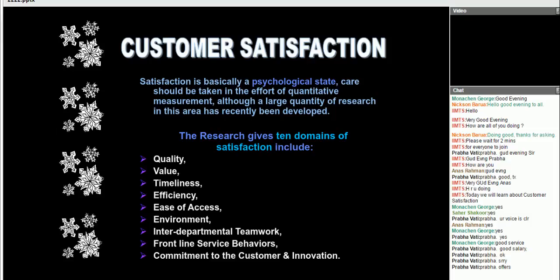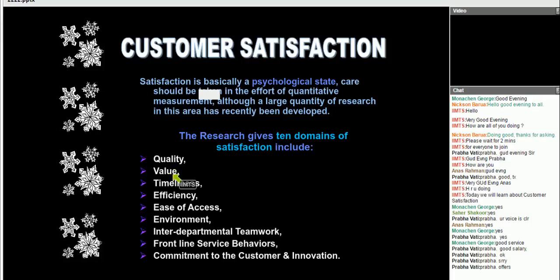Okay. So first of all, let's see the definition of satisfaction from an MBA point of view, from a customer satisfaction point of view. Satisfaction is basically a psychological state. Care should be taken in the effort of quantitative measurement, although a large quantity of research in this area has recently been developed. The research gives 10 domains of satisfaction, which includes quality. Your customer expects a good quality product or a good quality of service.